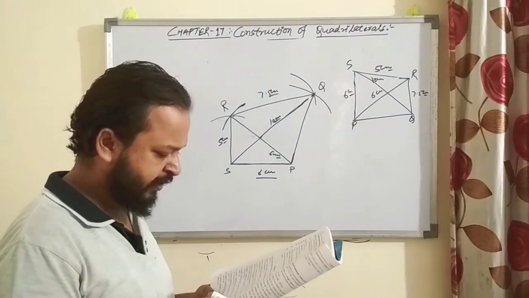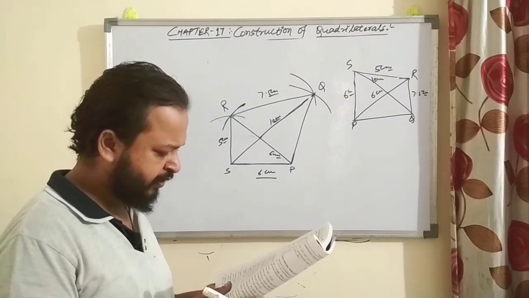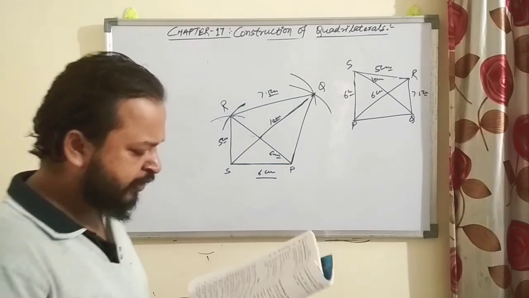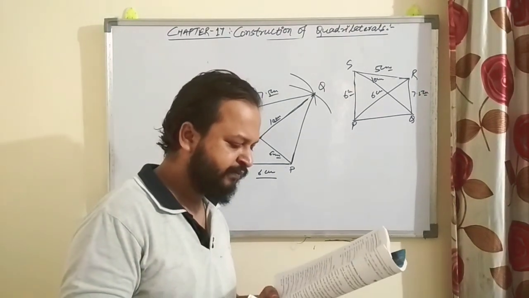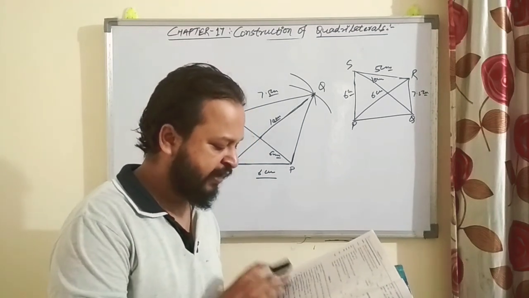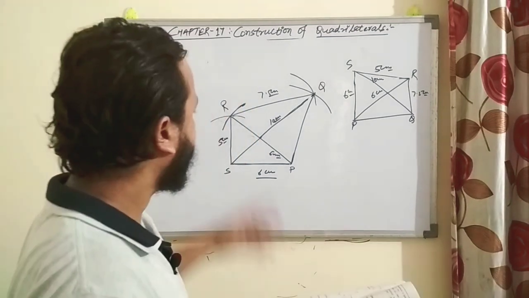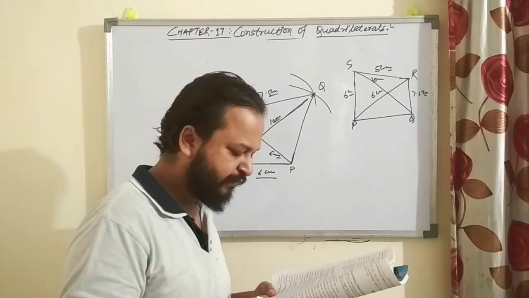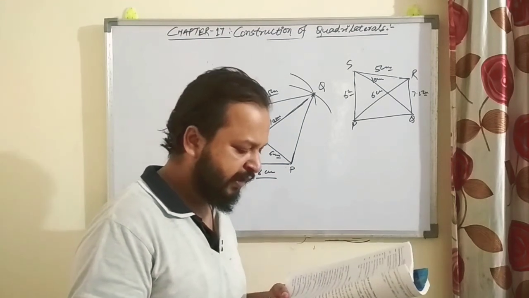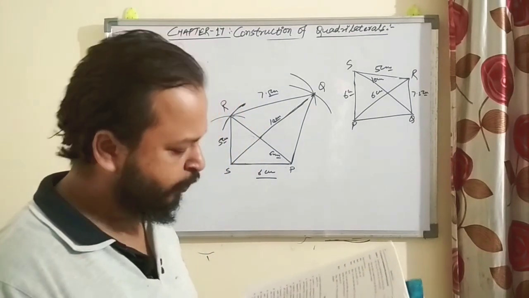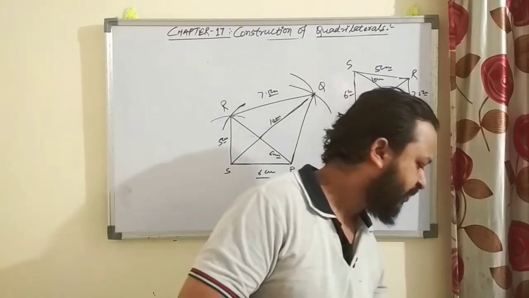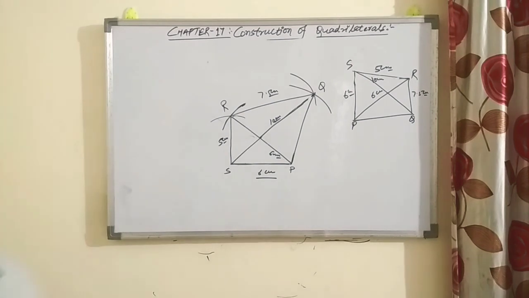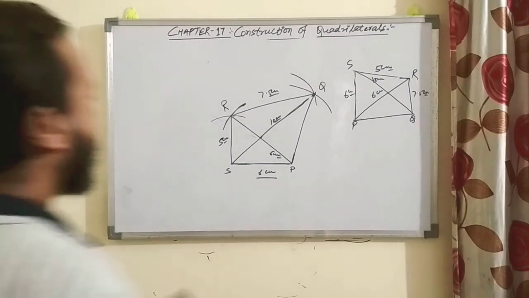Now come to question number 6. In question number 6, length of 3 sides are given and 2 diagonals are given. So just construct it the same way as question number 5. Come to question number 7. Question number 7, AB, BC, CD, AD, 4 sides are given and 1 angle is given, right? So in question number 7, 4 sides are given and 1 angle is given.